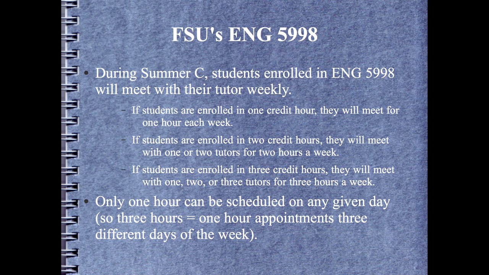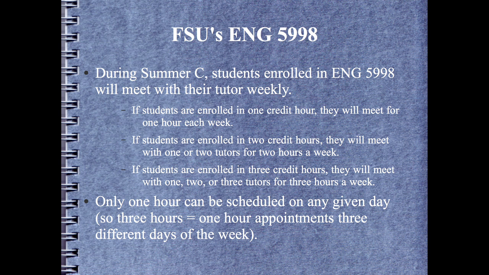So FSU's ENG 5998 is similar to that, because you will come once a week, twice a week, or 3 times a week, depending on how many credit hours you've signed up for, to meet with your tutor. If you are enrolled in 1 credit hour, you will come 1 hour a week. You can divide that time up into 2 30-minute chunks if you'd like, or do the whole hour all together.